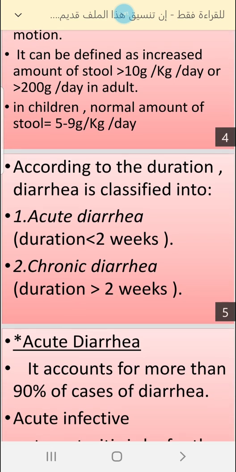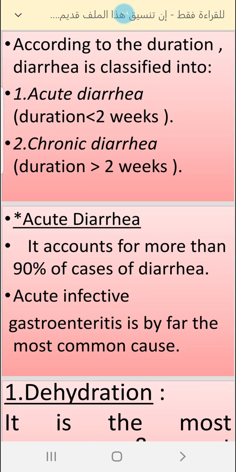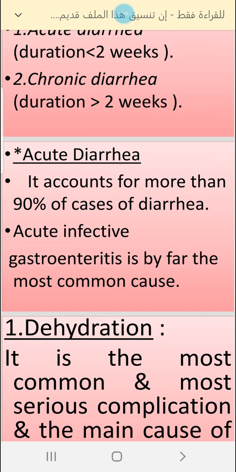According to the duration, diarrhea is classified into acute diarrhea when the duration is less than 2 weeks, and chronic diarrhea when the duration is more than 2 weeks. Acute diarrhea accounts for more than 90% of cases of diarrhea. Acute infective gastroenteritis is by far the most common cause.